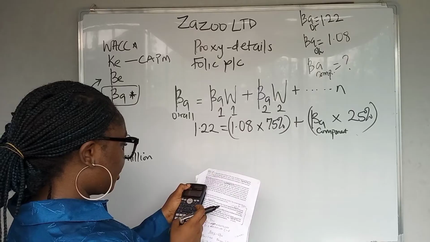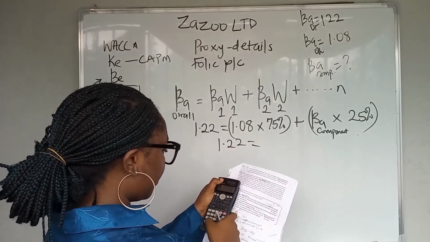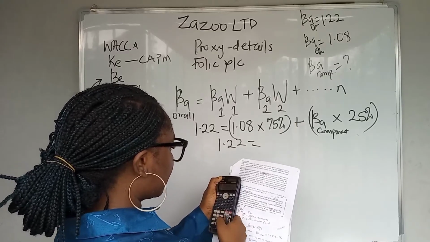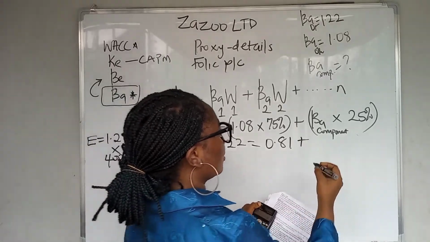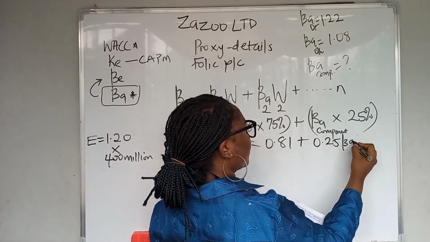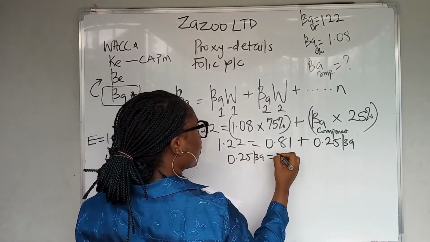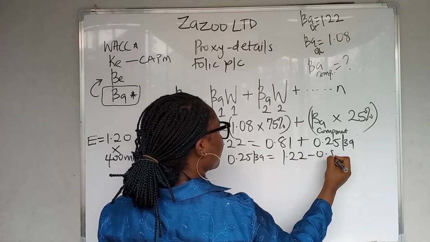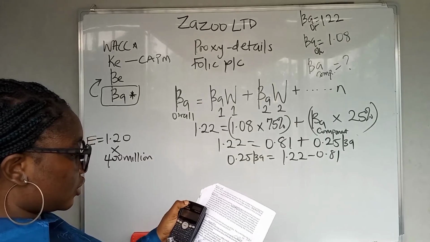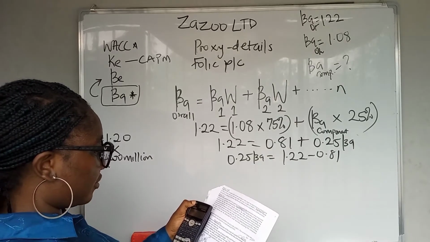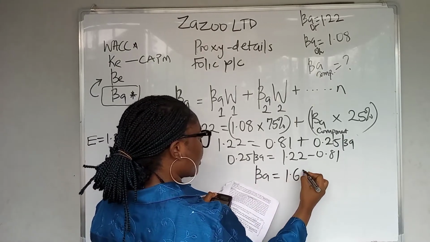So let's put that in our calculator. You have 1.22 equals 0.75 times 1.08. That gives you 0.81 plus 0.25 BA. So you collect like terms, that will be 0.25 BA equals 1.22 minus 0.81. 1.22 minus 0.81 divided by 0.25, and that will give you beta asset to be 1.64.